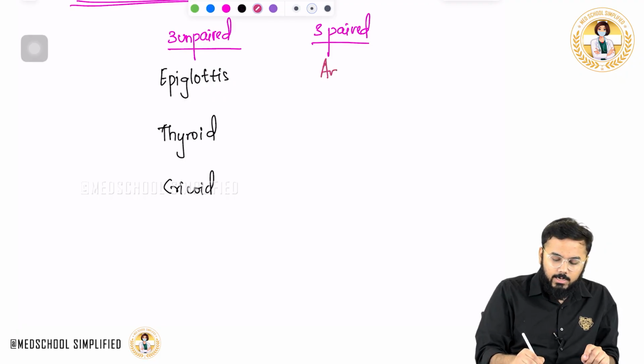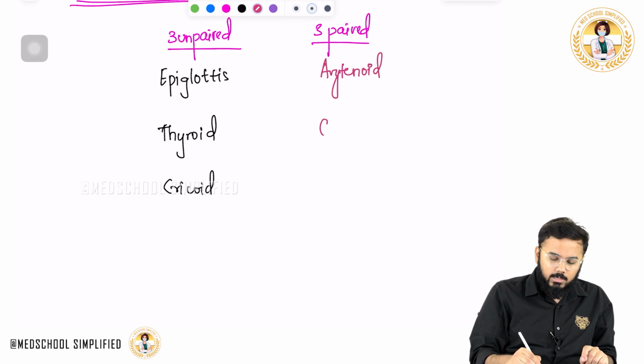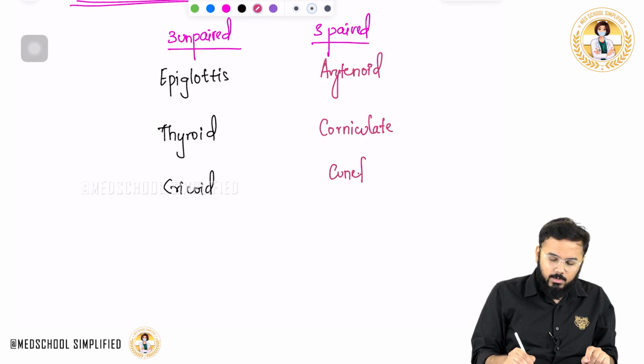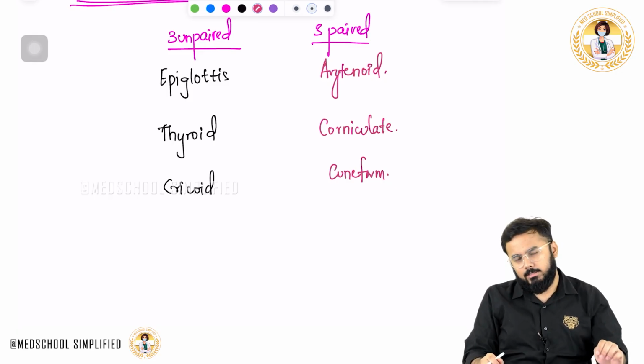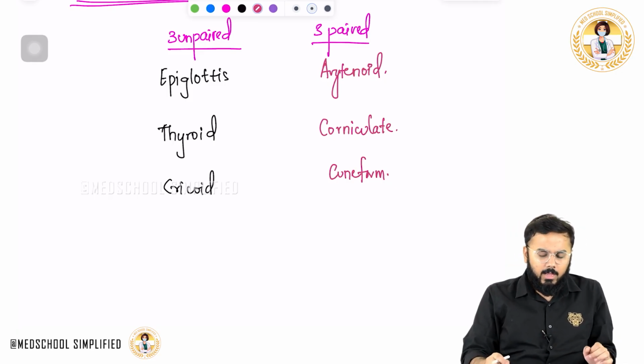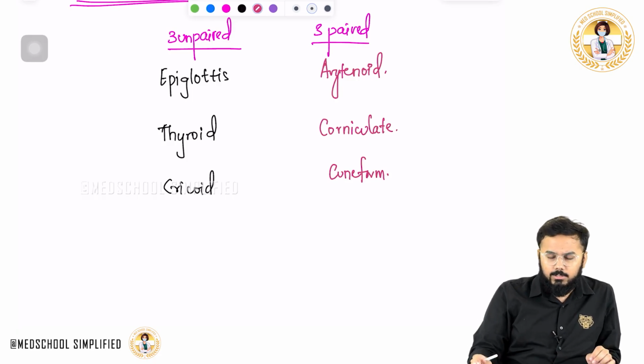One is called the arytenoid cartilages. Next one is called the corniculate cartilage, and the next one is called the cuneiform cartilage. So there are 3 paired cartilages as well. So, 3 unpaired as well as 3 paired cartilages over here. I will show you the pictures of all these cartilages.